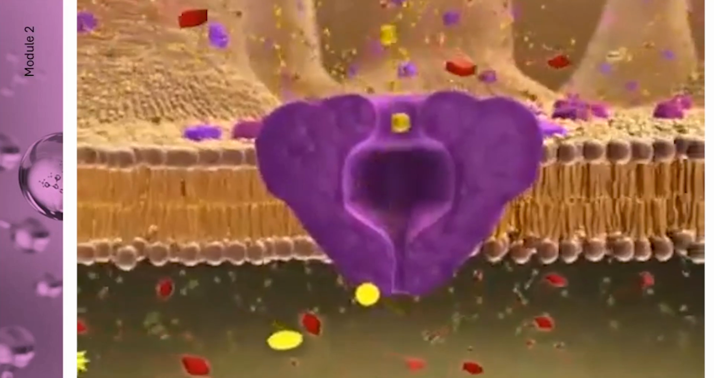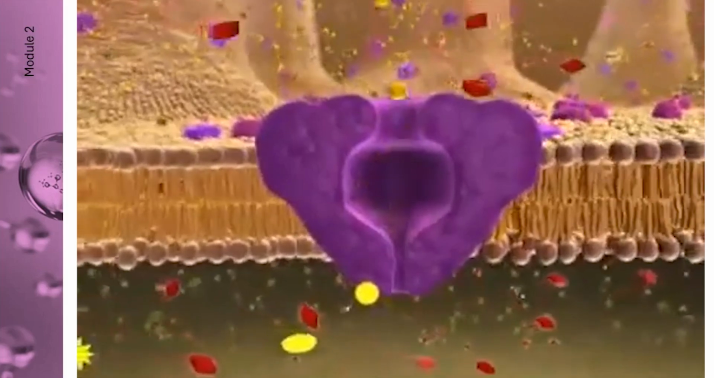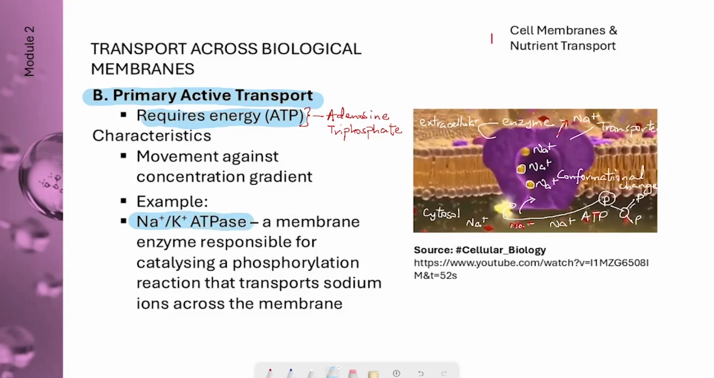A very good example of this active transport is sodium potassium ATPase. And actually, sodium potassium ATPase is the enzyme which I have just explained here. So we probably already figured out that this membrane enzyme is sodium potassium ATPase.